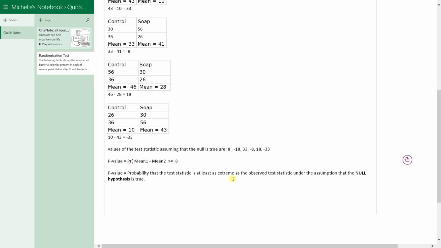That's what "at least as extreme" means. If it's less than 8, that would mean these two means are really close to each other. Remember, the whole thing is we're trying to test if those means are different, so we're trying to find the probability that it's at least as extreme. Now, it could have been negative as well.